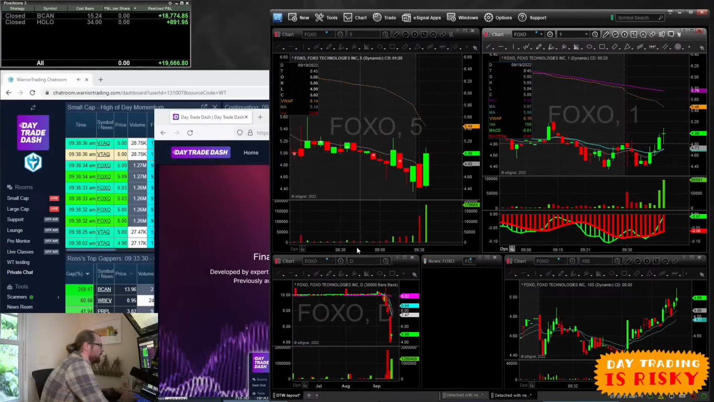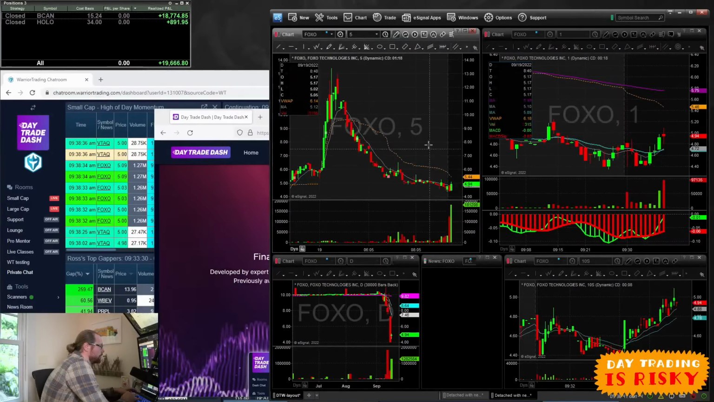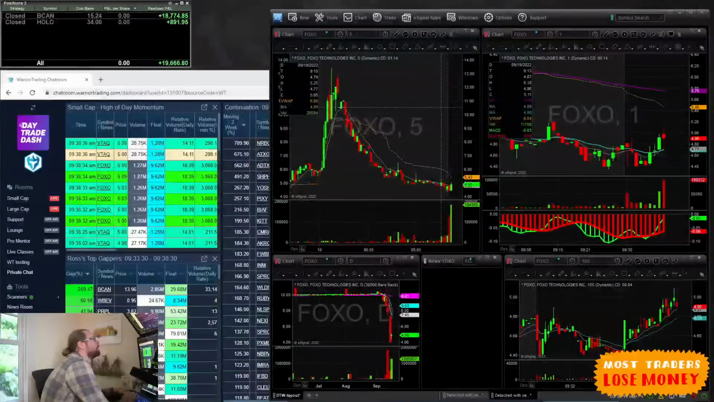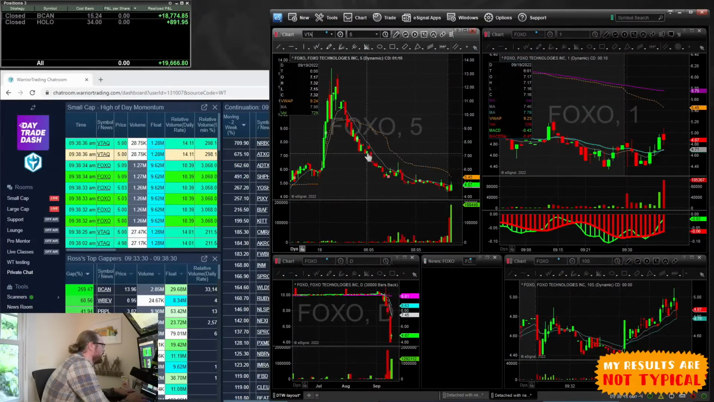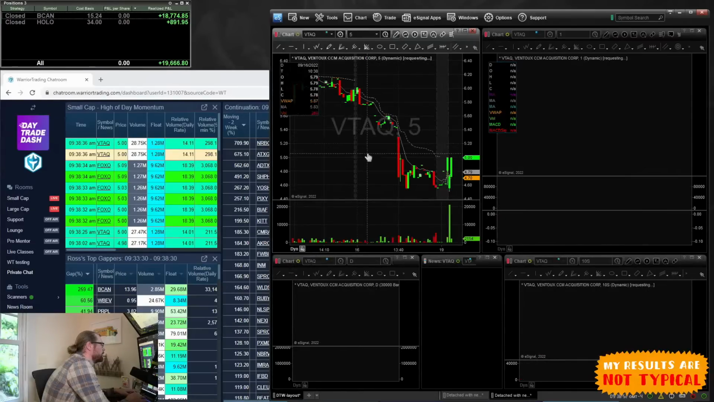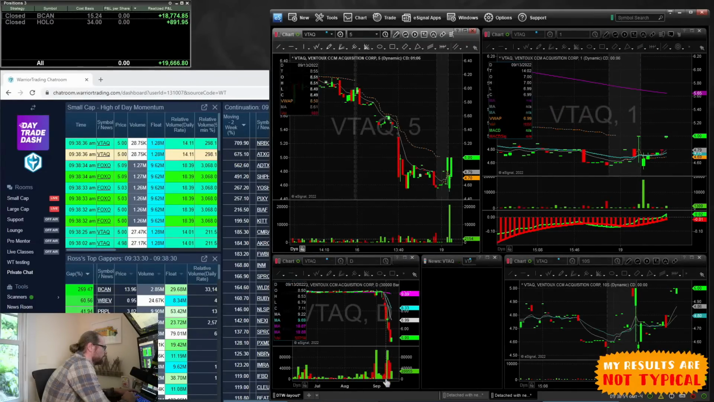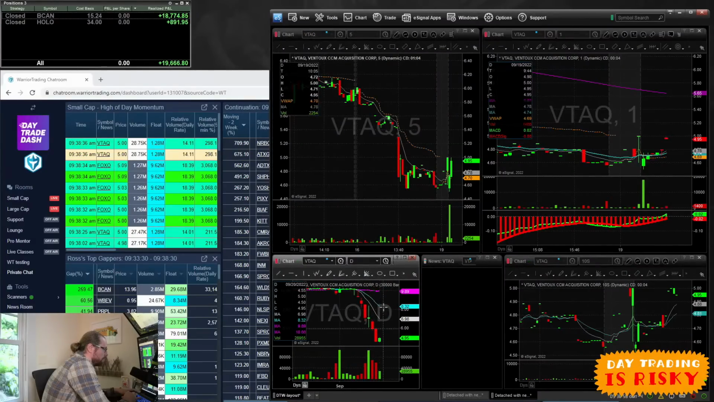So FOT or FOXO, this one's below VWAP, no interest in it right now. VTAQ, V as in Victor. Looks like a SPAC.